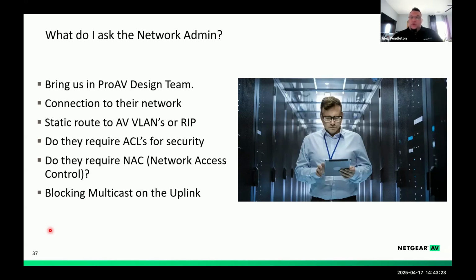If it's a converged network with an IT LAN as a backbone for internet or for other reasons, blocking multicast on the uplink should be a priority, and we have a very easy way to do this in the AV UI. The other item is spanning tree details for the configuration.